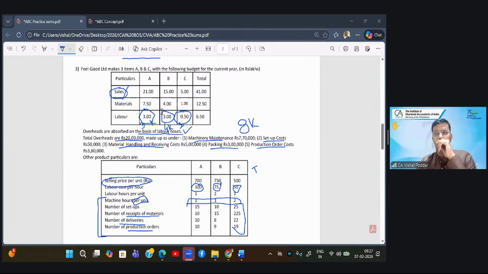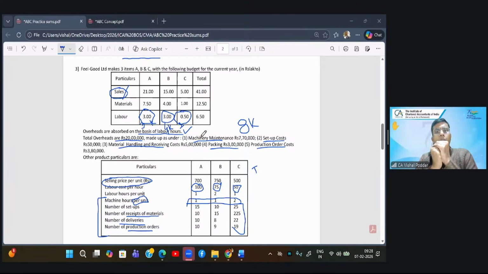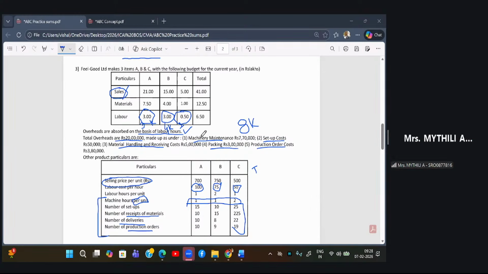Okay. Now for packing, rupees 3 lakhs divided by the total number of deliveries. Yes, Nikunj, very good. Yes, Navneet. 7,500, sir. So the rate is rupees 7,500 per delivery. Yes, correct. Fifth one. Very good.